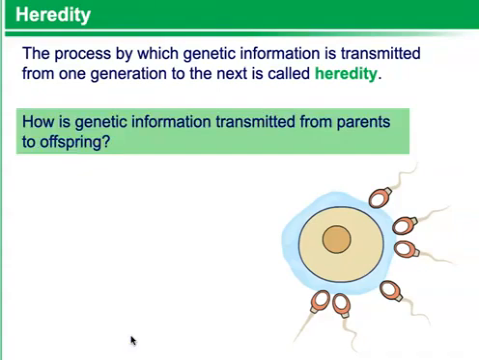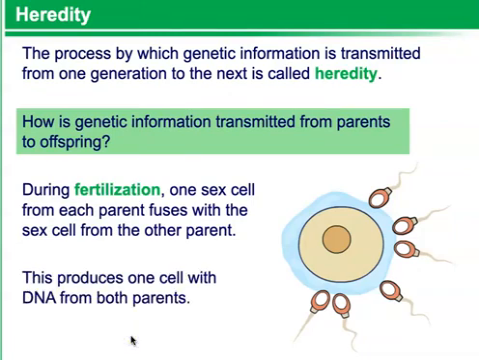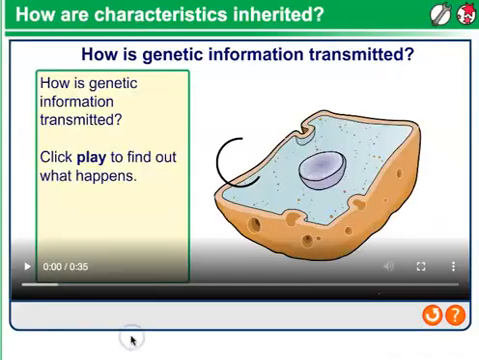So how is genetic information transmitted from parents to offspring? During fertilization, one sex cell from each parent fuses with the sex cell from the other parent. This produces one cell with DNA from both parents. So how is genetic information transmitted? How are our characteristics inherited?